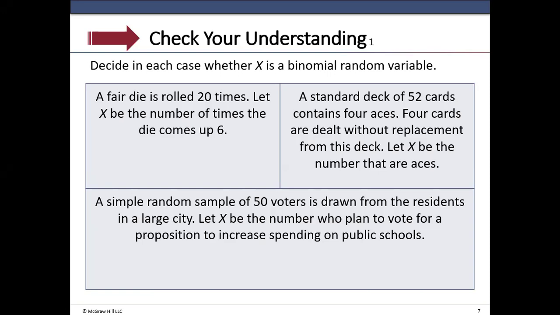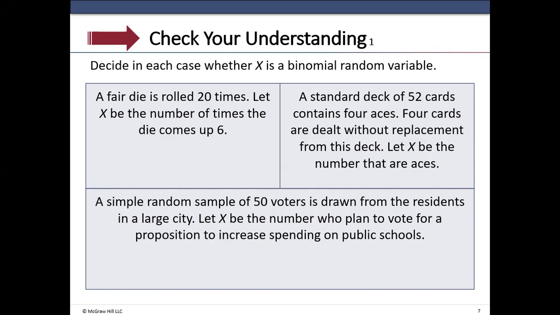A simple random sample of 50 voters is drawn from the residents in a large city. Let X be the number who plan to vote for a proposition to increase spending on public schools. X is the number of people, in a random sample of 50, so the X value can vary all the way from 0 to 50.